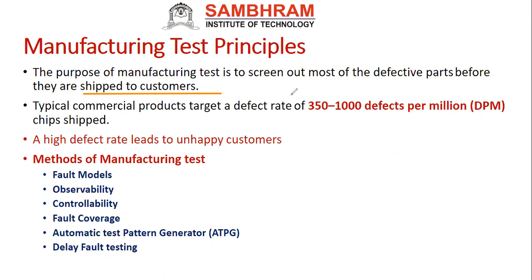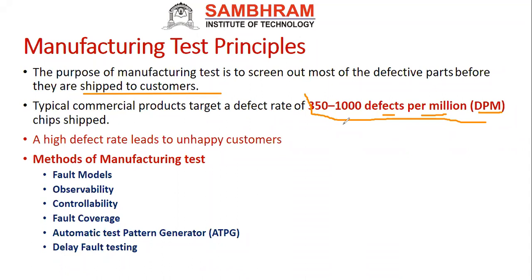If it goes defective, if the defect rate is a little bit more, then the loss will be more. So typically, for a commercial product the target defect rate is normally 350 to 1000 defects per million. That is called DPM. So per million the defects will be 350 to 1000 only. For a million it is 1000, so it is a very small percentage of defects.